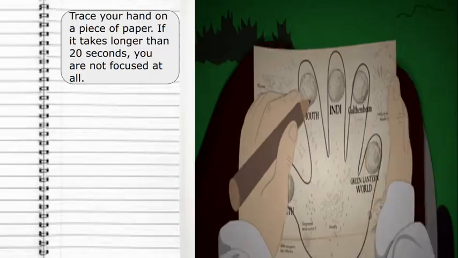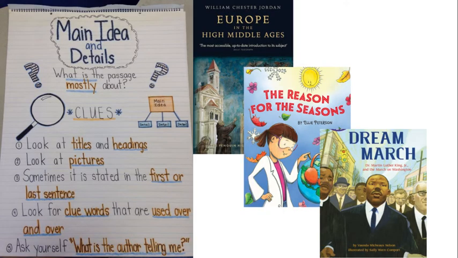All right. The main idea, just a reminder, is what a passage is mostly about. You can look at titles and headings. You can look at pictures, first and last sentences, clue words used over and over, and you've got to ask yourself, what is the author telling me? We're going to practice this with three different texts over here: Europe in the High Middle Ages, The Reasons for the Seasons, and Dream March.